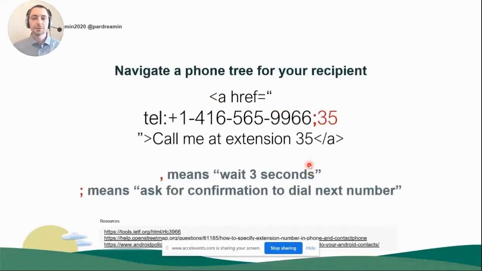Another thing you can do is add a semicolon or a comma to this phone number. What this lets you do is actually navigate a phone tree for your recipients. This comes in handy if you want to create a link just directly to your customer support or your billing department or a particular person's extension, like a sales rep's signature in your emails. A comma means wait 3 seconds before entering an extension, and a semicolon lines up the phone number for pre-dialing.